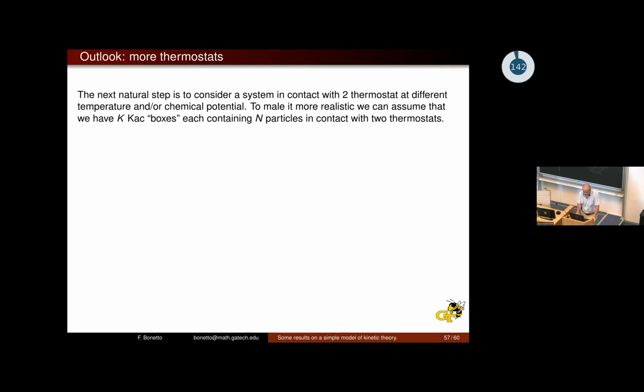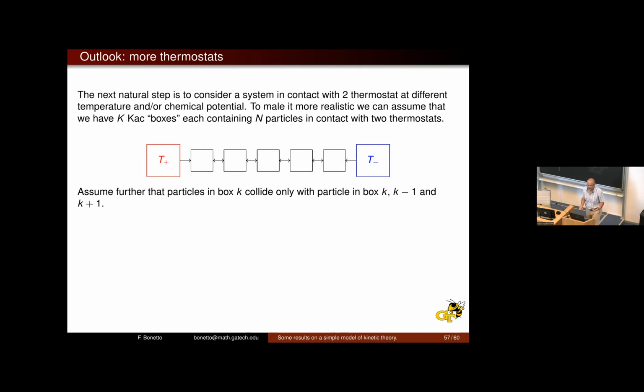And then just two minutes for the outlook. Now that I have thermostats and I understand them pretty well, what I would like to do is to say, okay, I take two thermostats with a system in the middle. But why only one system? I want to take something like this. I have one thermostat on one side, one thermostat on the other side, and then a series of what I call Kac boxes, with the idea that particles in each box collide with the particles in the same box and with the two neighbors.